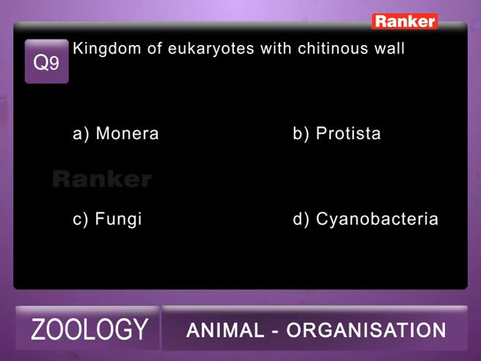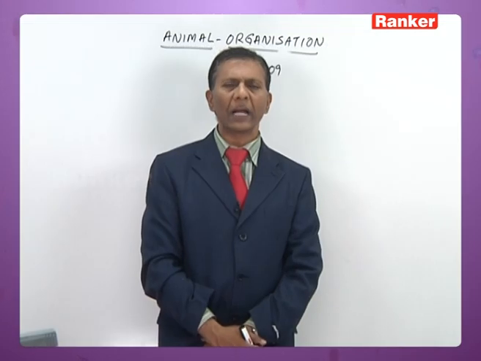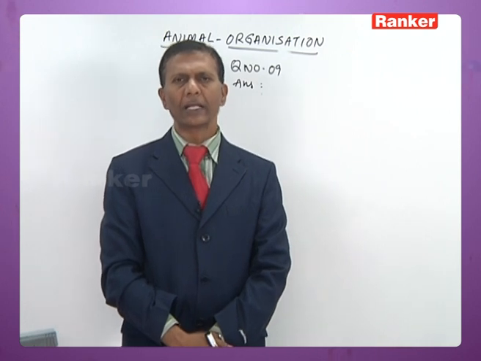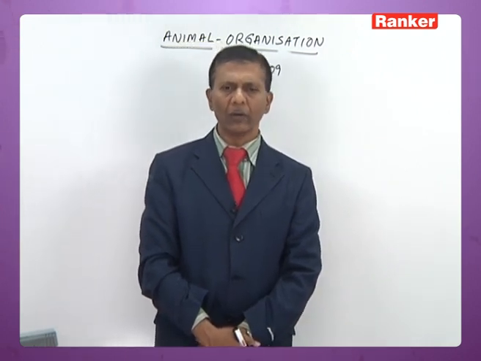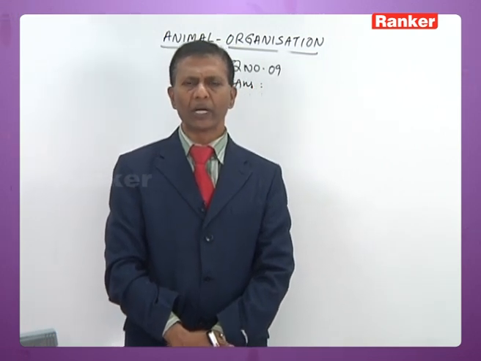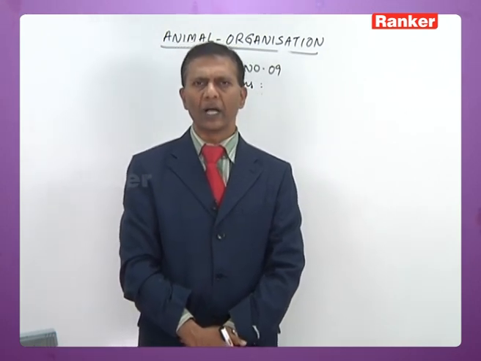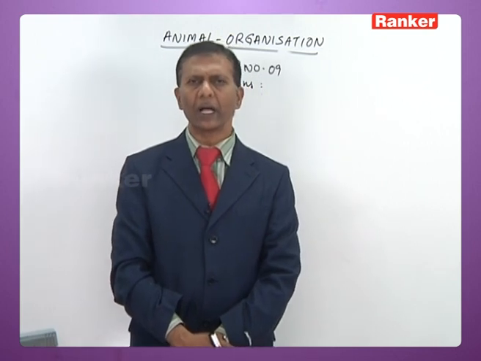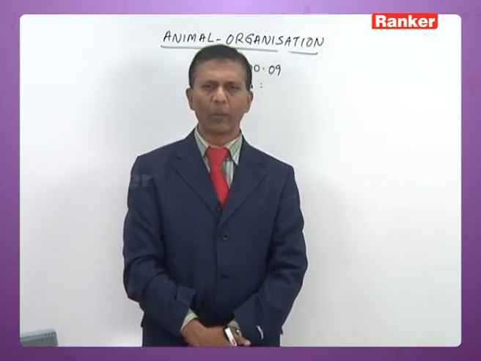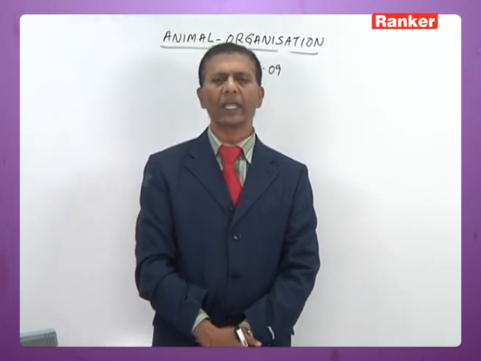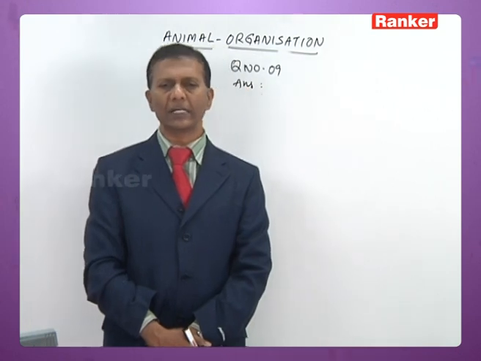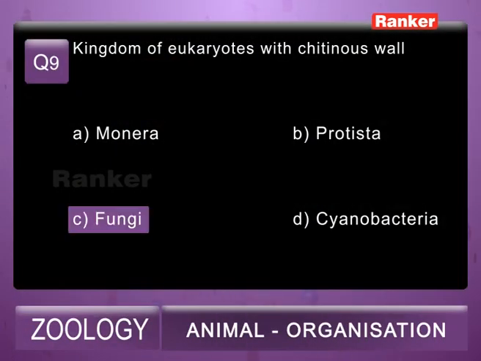Kingdom of eukaryotes with chitinous wall. A, Monera, B, Protista, C, Fungi, D, cyanobacteria. Now among these, in Monera bacteria, the cell wall is deposited with muramic acid, peptidoglycan, and so forth. In Protista, the cell wall may be deposited with cellulose, or sometimes with silica, and so forth. Cyanobacteria, once again like bacteria, have peptidoglycan, murein, as the composition of the cell wall. So C, Fungi, in fungi the cell wall is chitinous, deposited with chitin. So the ninth question correct answer is C.